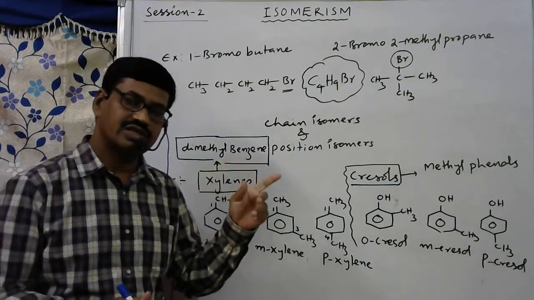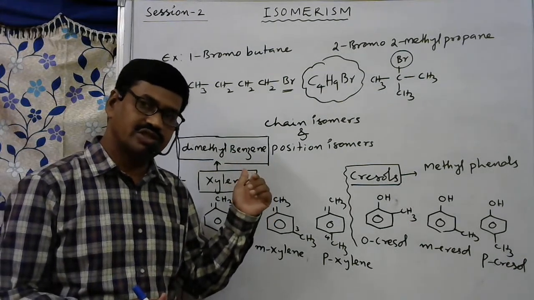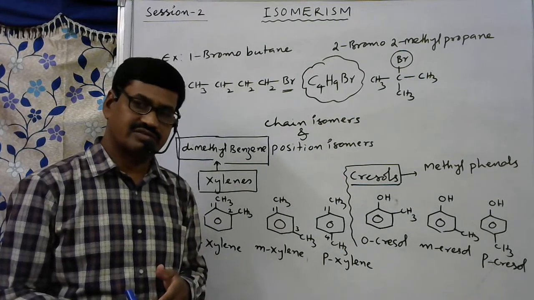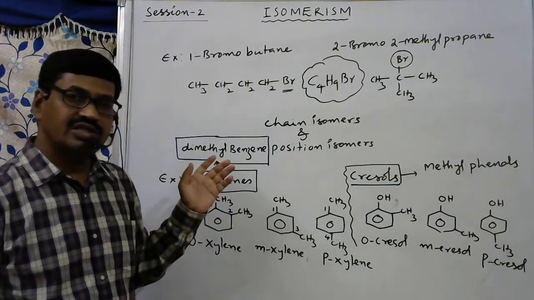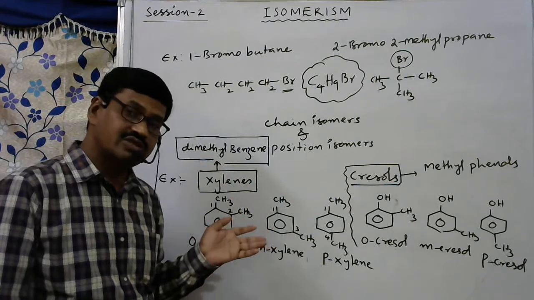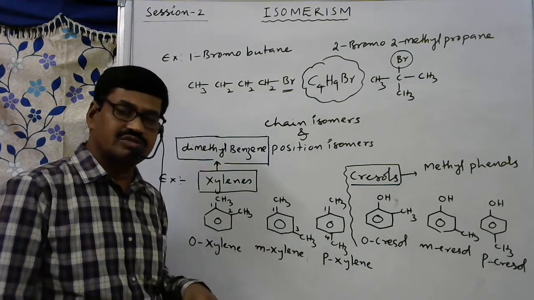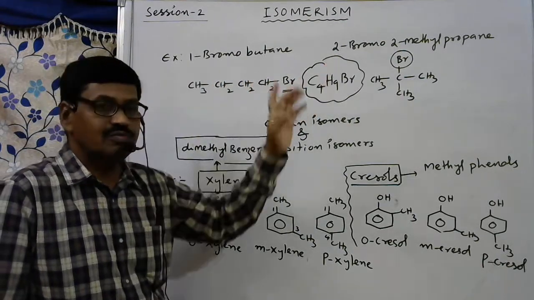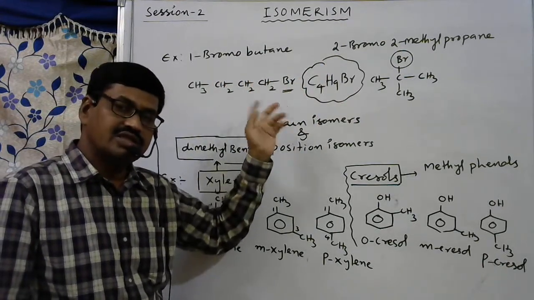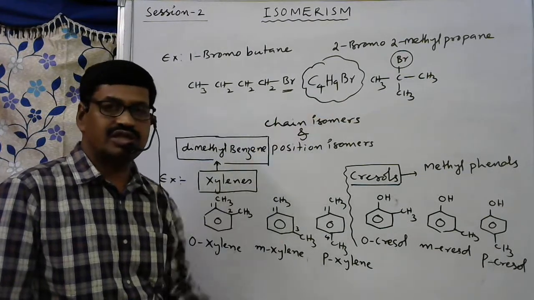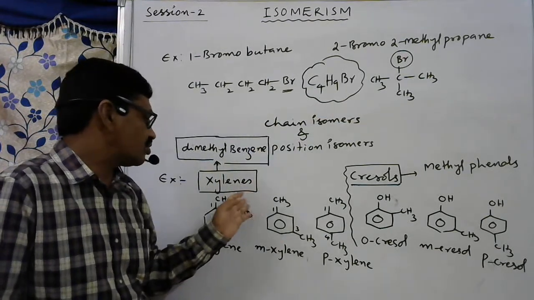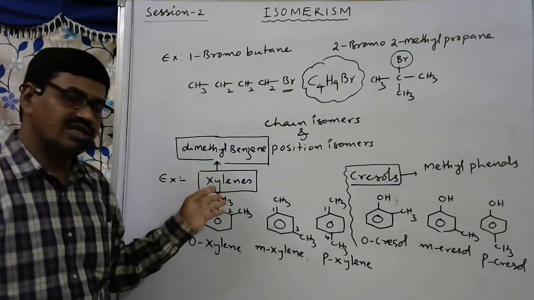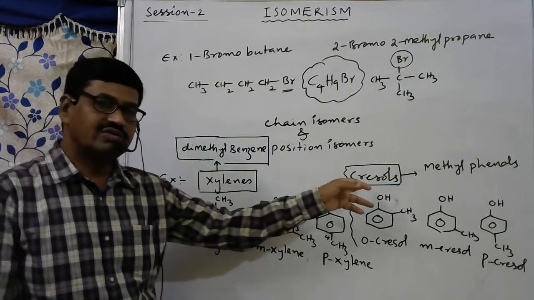Particularly for ketones, the regiomer term and position isomer, these are also otherwise considered as metamers. And particularly sometimes chain isomers may be considered as position isomers. I gave one example: 1-bromobutane and 2-bromo-2-methylpropane. These two come under chain isomers as well as position isomers. Then some more examples related to aromatic compounds, benzene ring related compounds. Here also xylenes I gave one example, cresols I gave one more example.